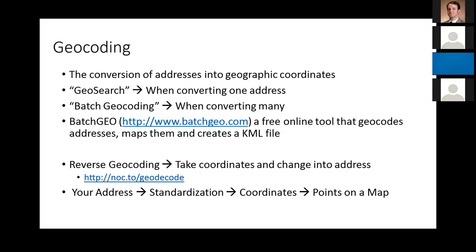And then there's even something called reverse geocoding. So this is if you have the longitude and latitude, but you're trying to figure out the address. So then you can try to reverse engineer your way back to the address location.